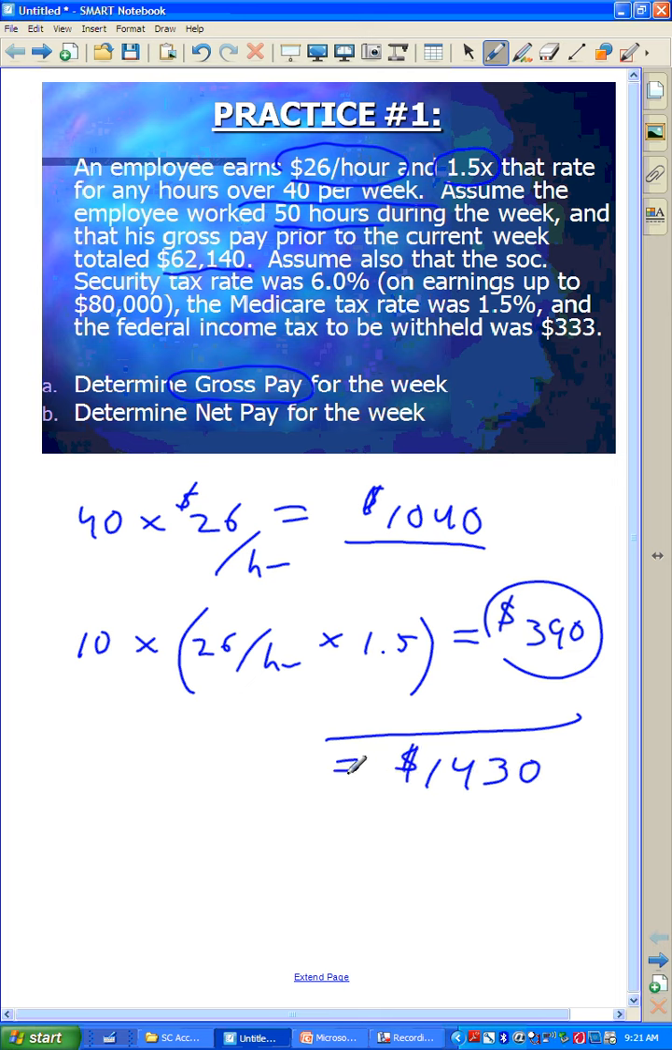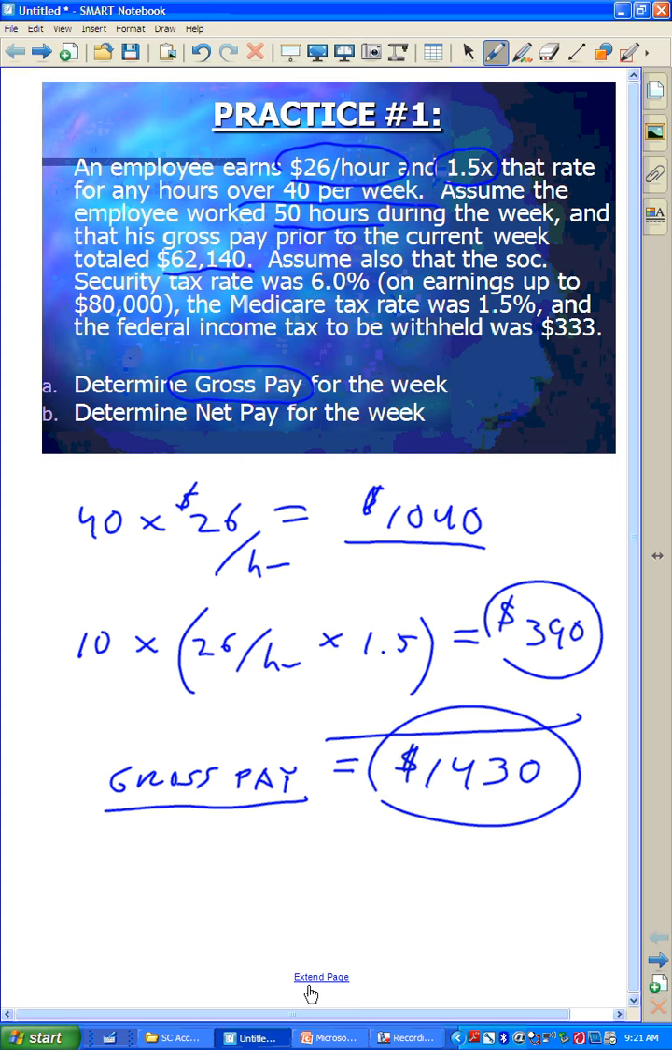I don't think that was too hard. I hope a few people had issues with that, but anyway, that's his gross pay. I hope that makes sense. And I hope you can read my sloppy writing here. Okay, any questions about that? I hope not. Moving on.